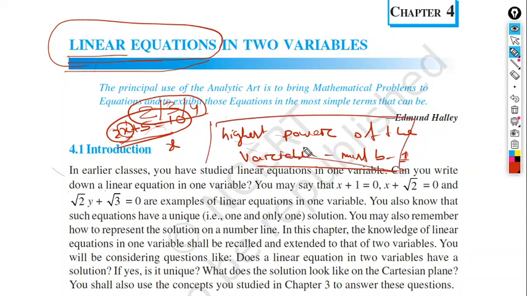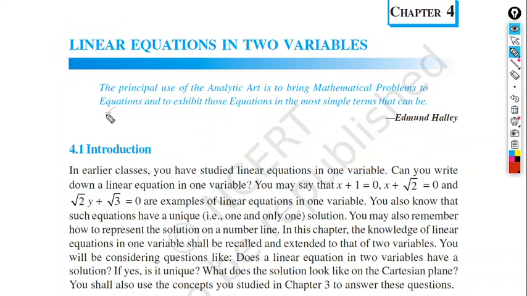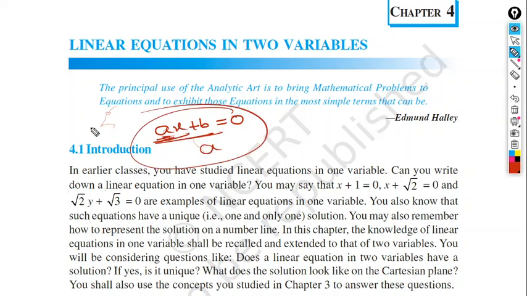And also before that, if you remember, the standard form of writing a linear equation was ax + b = 0, where a is not equal to 0. Okay, a and b are integers and a is not equal to 0. So this was the condition for a linear equation.